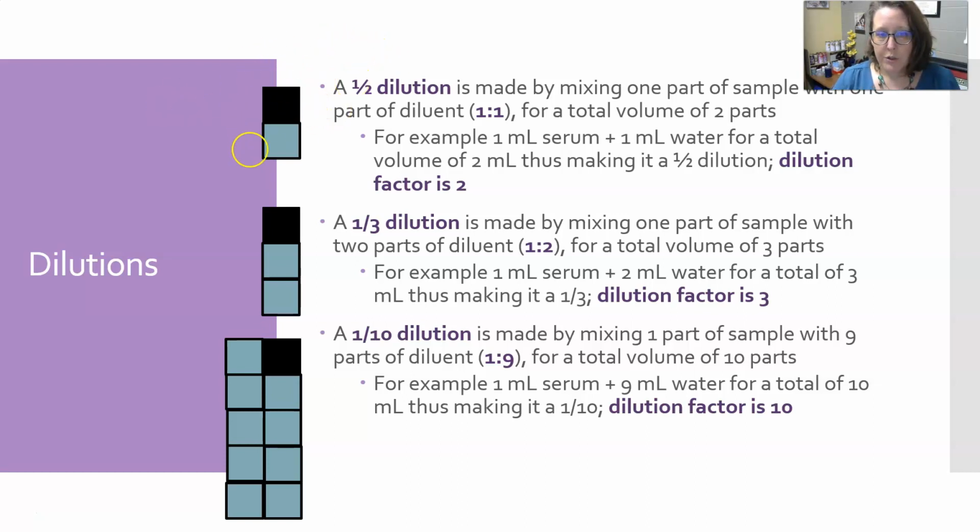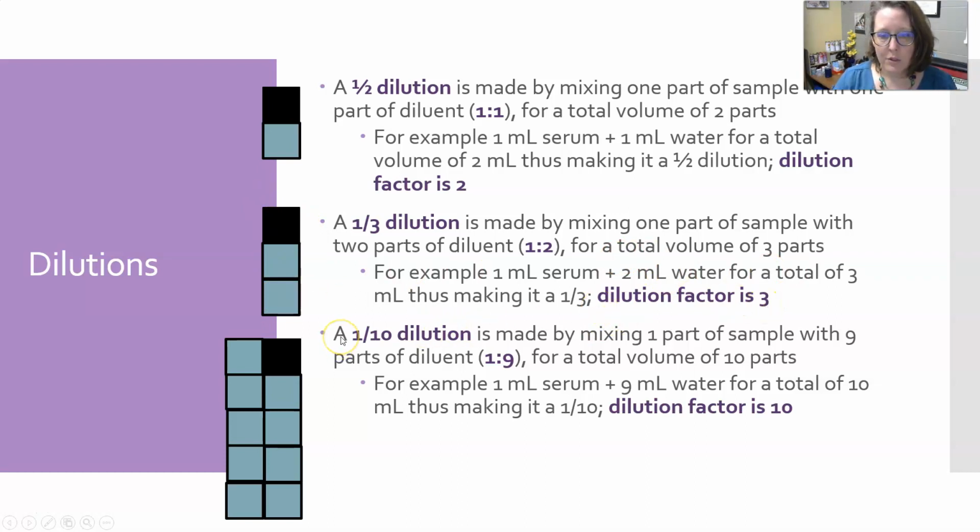A 1/3 dilution, for example, is made by mixing 1 part of sample with 2 parts of diluent, so as a ratio it's 1-to-2, for a total volume of 3 parts, or a 1/3 dilution. For example, you would have 1 ml of serum as your 1 part of serum here, and 2 ml of water. There you go, for a total of 3 ml, thus making it 1/3, and the dilution factor is 3.